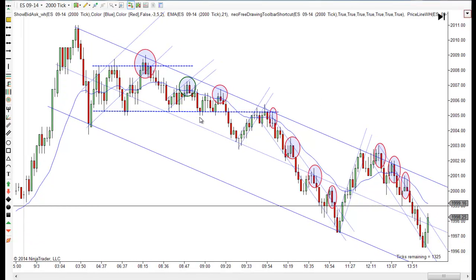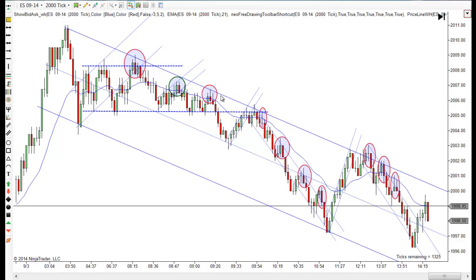Again, it's a second entry short. Notice the new low, first entry pullback, second entry. Plus, you got those matching highs, and it broke higher and it failed, so there's a little bit of a trap there.